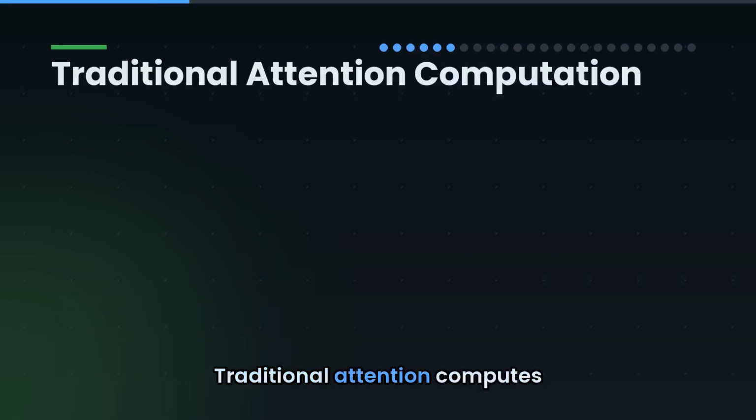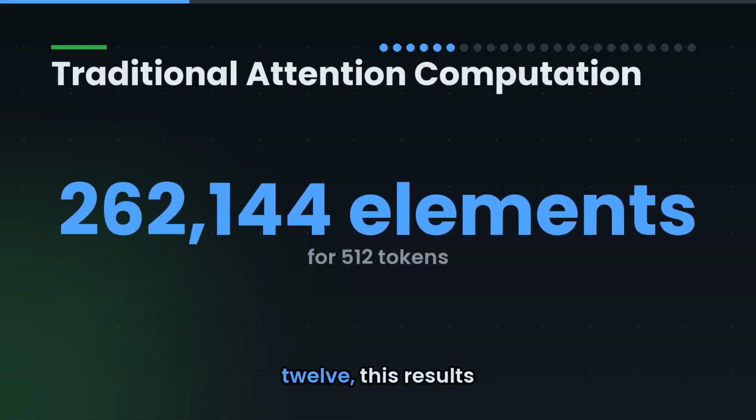Traditional attention computes an n-by-n score matrix, where n is the sequence length. For a sequence of 512, this results in over 260,000 elements. This computation is memory-intensive and impacts speed.